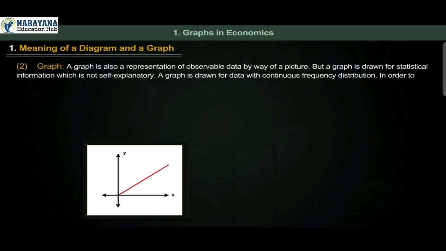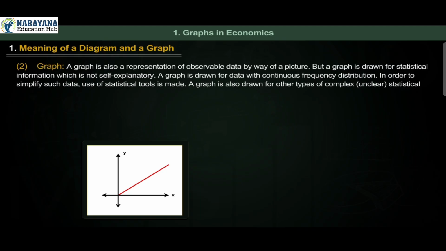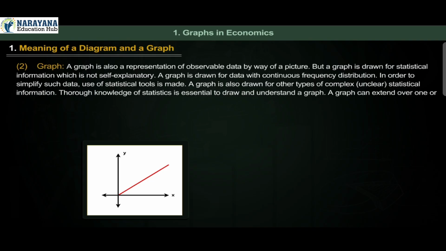A graph is drawn for data with continuous frequency distribution. In order to simplify such data, use of statistical tools is made. A graph is also drawn for other types of complex, that is, unclear statistical information. Thorough knowledge of statistics is essential to draw and understand a graph.